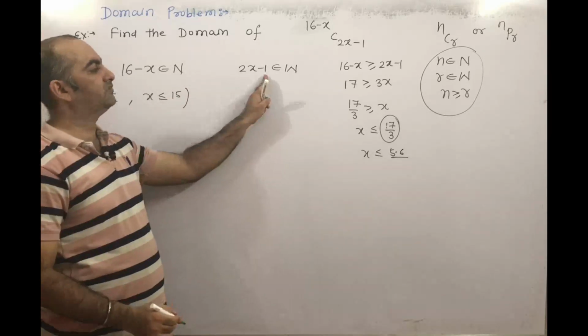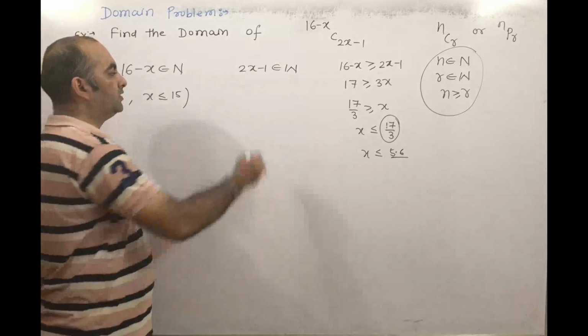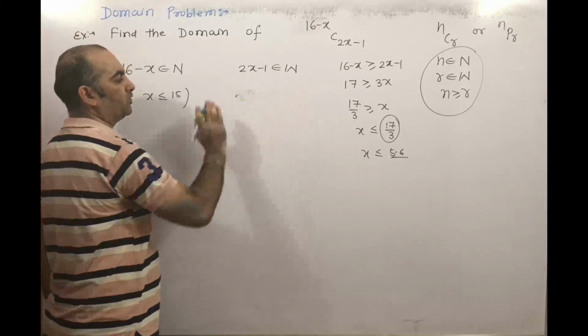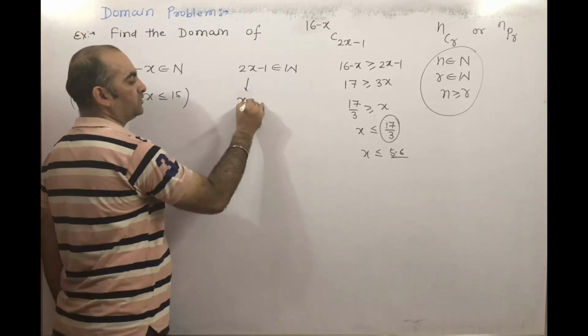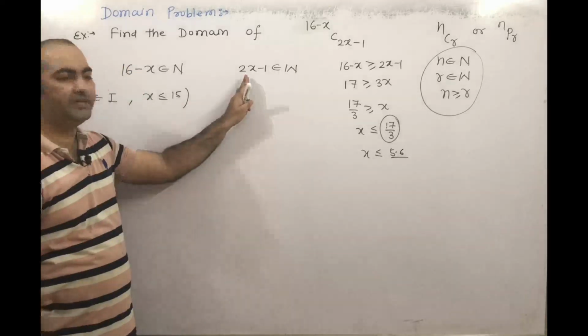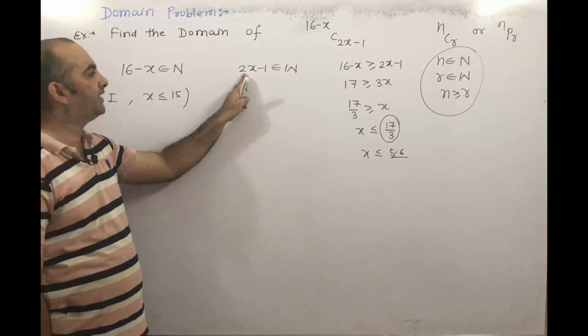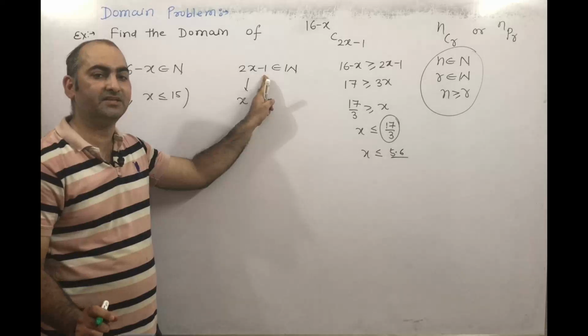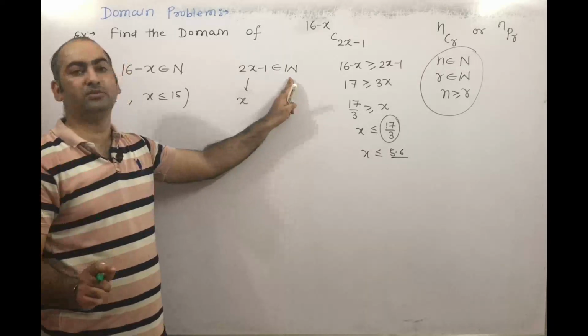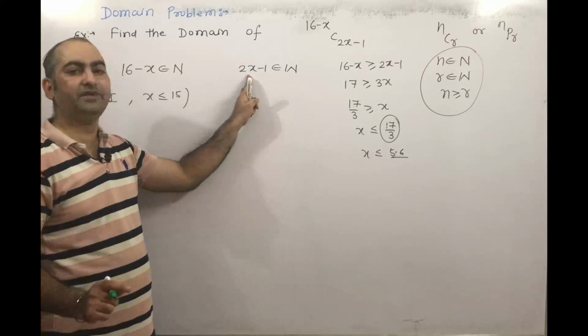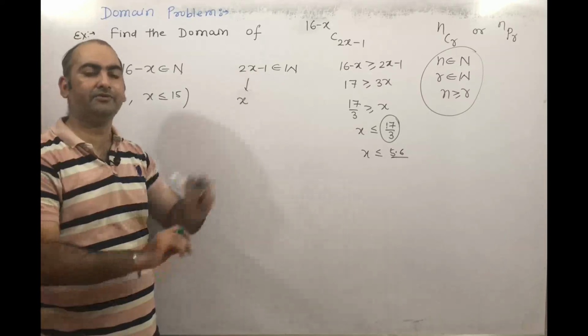Next we want 2x minus 1 to belong to whole numbers. So how do we find this out? First thing, if I put a negative integer, say minus 1, then minus 2 minus 1 is minus 3. That is negative, and that does not belong to whole numbers. So if I put a negative integer, this will not be defined. So negative integers are not possible.